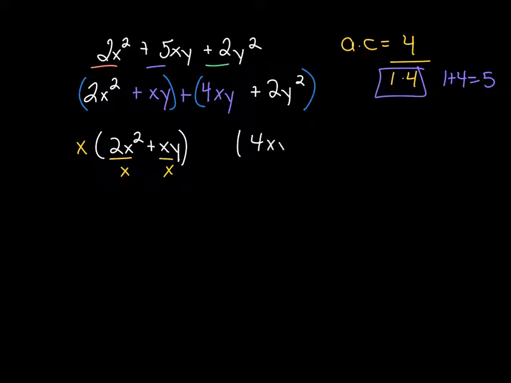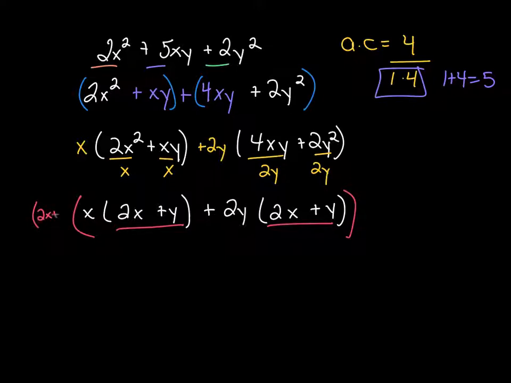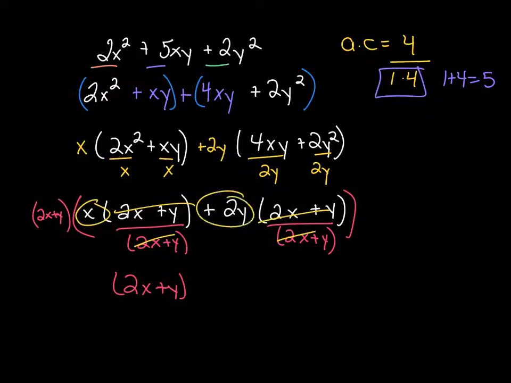And for the second group, our common factor is 2y. So that gives me x, 2x plus y, plus 2y, 2x plus y. And again, here is our common factor, which you should always have unless you messed up and did something wrong. So 2x plus y is your common factor. So that's my first factor. And when I cancel those out, I'm left with x plus 2y.